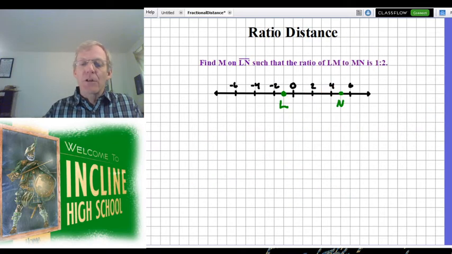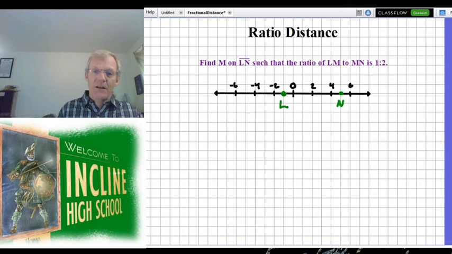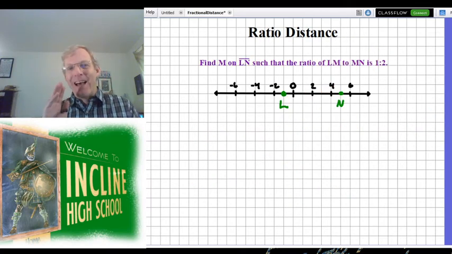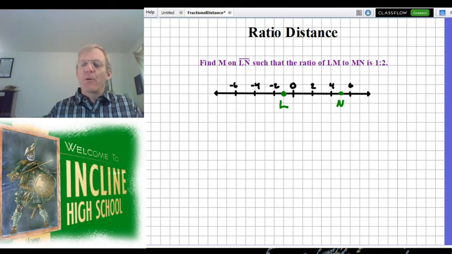So then the next thing we're going to talk about is a ratio distance. So it's essentially the same question, but asked in a different way. This time what we're going to do is find M on line segment LN such that the ratio of LM, the distance of LM, to the distance of MN is 1 to 2.